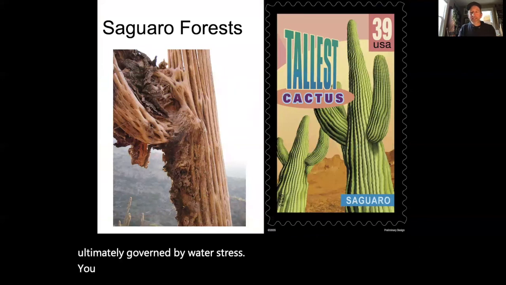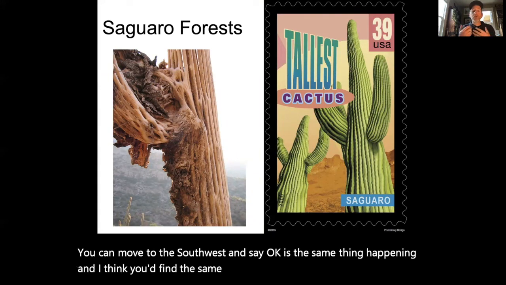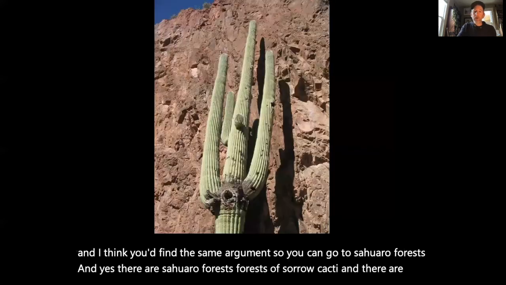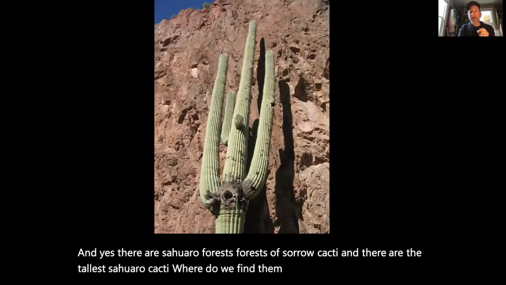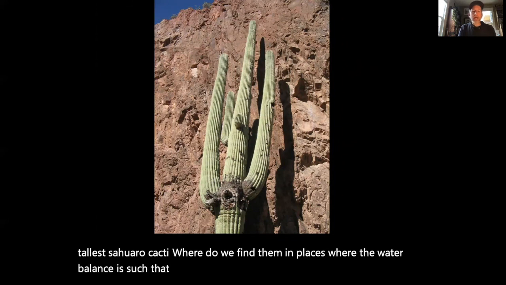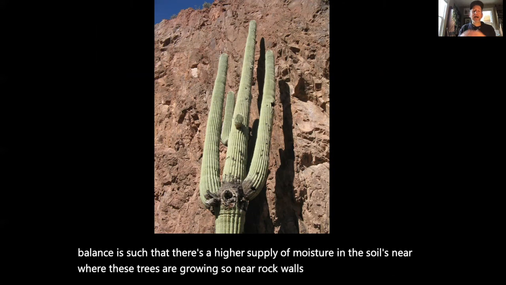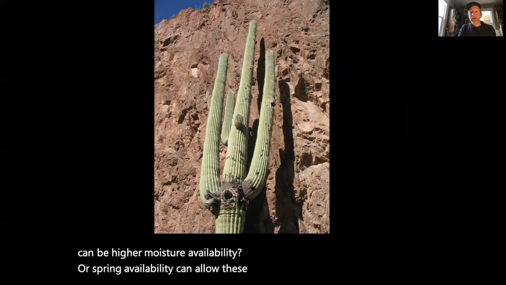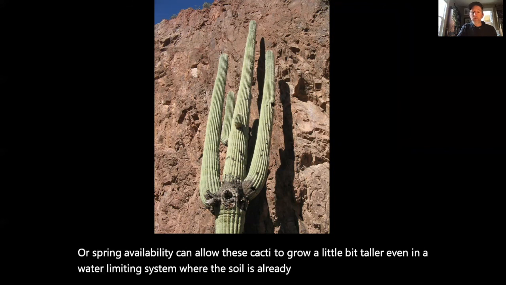You could move to the Southwest and say, okay, is the same thing happening? And I think you'd find the same argument. So you can go to saguaro forests. And yes, there are saguaro forests, forests of saguaro cacti. And there are the tallest saguaro cacti. Where do we find them? In places where the water balance is such that there's a higher supply of moisture in the soils near where these trees are growing. So near rock walls where there can be higher moisture availability or spring availability can allow these cacti to grow a little bit taller, even in a water limiting system where the soil is already starting out at a very negative water potential.